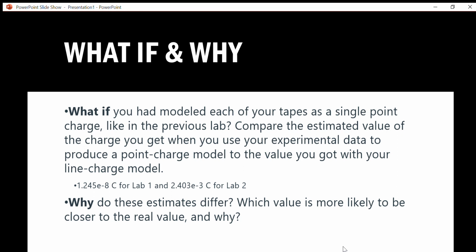So they differ because they're completely different models. When you're treating the tape as a line charge, you have electric field coming from several different point charges along the tape, but in the point charge model you just have one point charge. And the value that's going to be more accurate is the one with the line charge, just because it's closer to how the real world works. In real life, the tape is not a point charge.